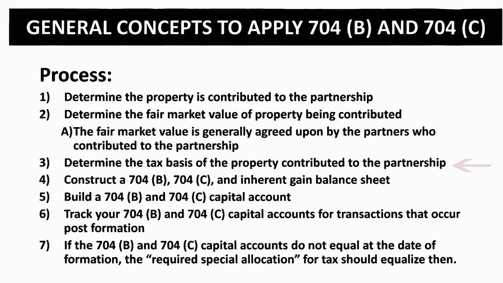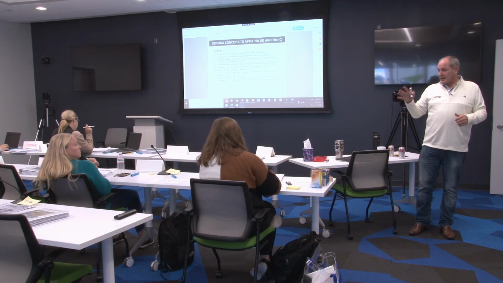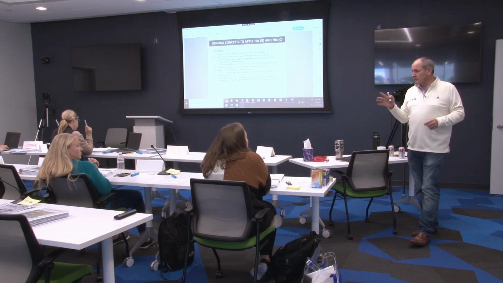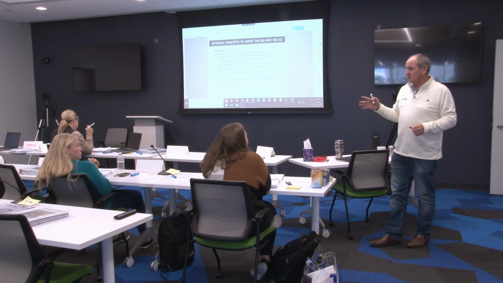Okay. What's the next thing say? Determine the tax basis of the property contributed to the partnership. And we gave that to you, right? What's the next thing say? Construct a 704B, 704C, and an inherent gain balance sheet. Okay? So one of the skills that we talked about in other classes is how do you construct a fair market value balance sheet? Where do we always start? The equity section.